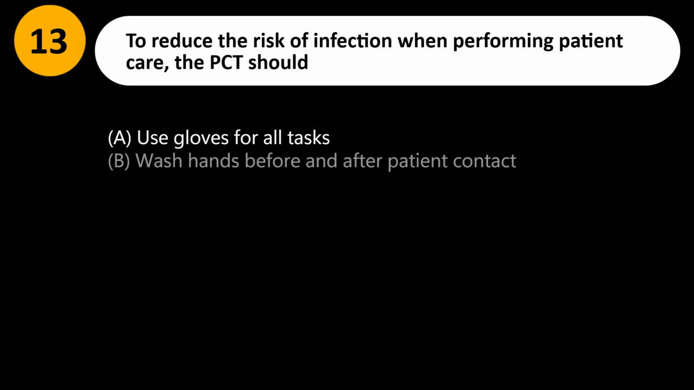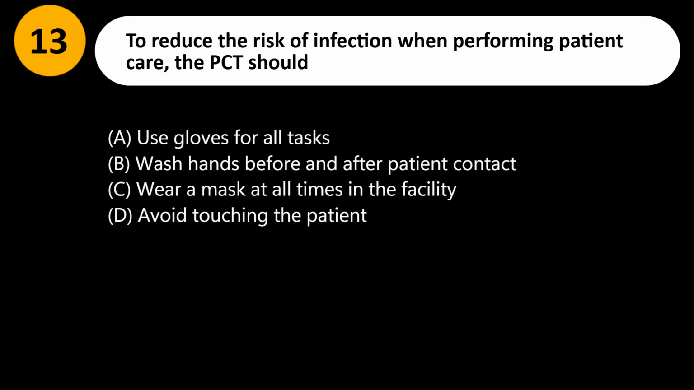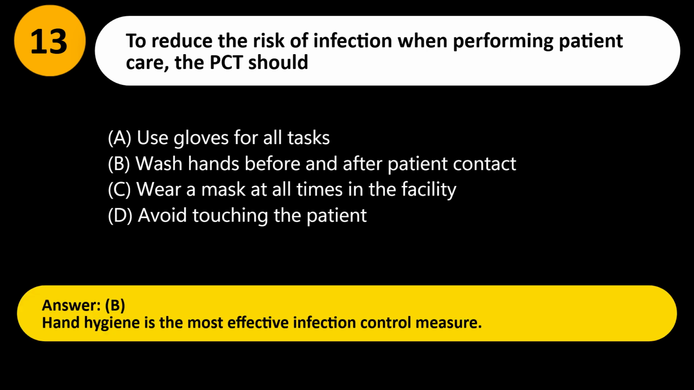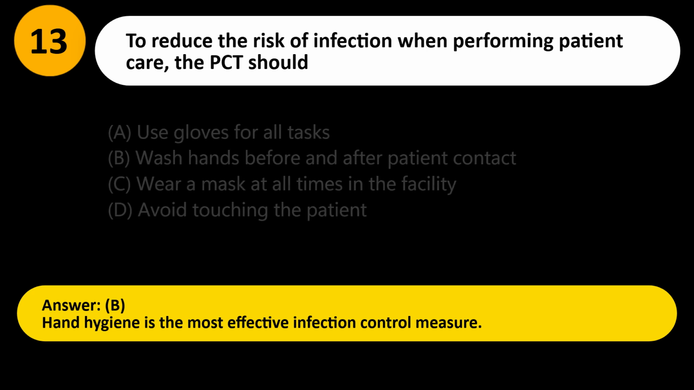To reduce the risk of infection when performing patient care, the PCT should: A. Use gloves for all tasks. B. Wash hands before and after patient contact. C. Wear a mask at all times in the facility. D. Avoid touching the patient. Answer: B. Hand hygiene is the most effective infection control measure.